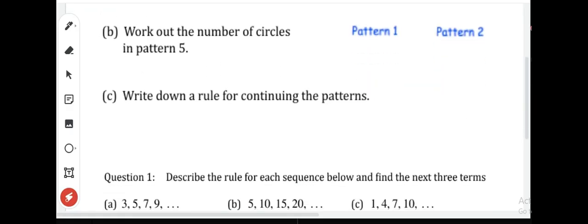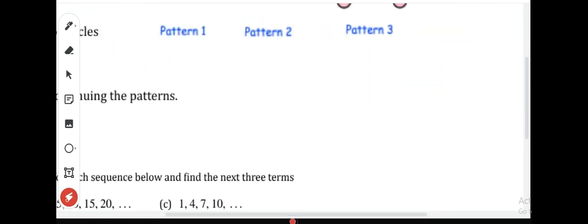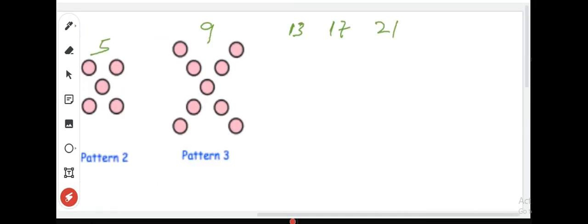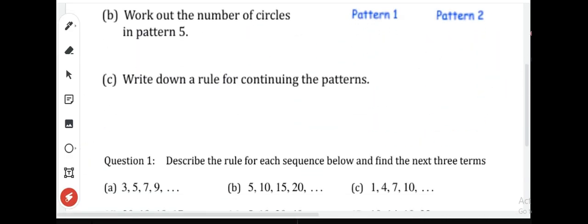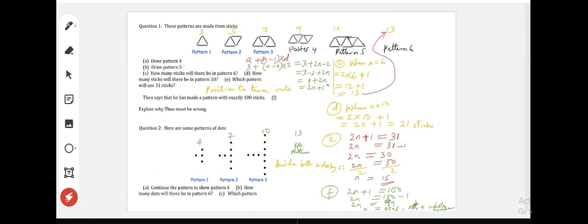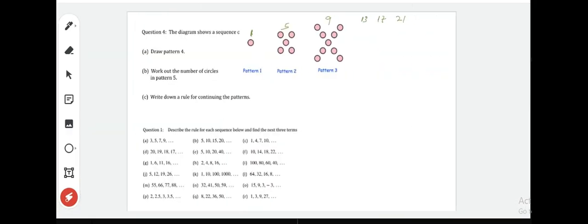So, work out the number of circles in pattern 5. I think we already have it. Pattern 5, this is pattern 3, pattern 4, pattern 5, that will be 17. Or we use our formula when n equals 5. After we have gotten the position to term rule, like we did here, we say when n equals this, we get our answer. When n equals this, we get our answer.